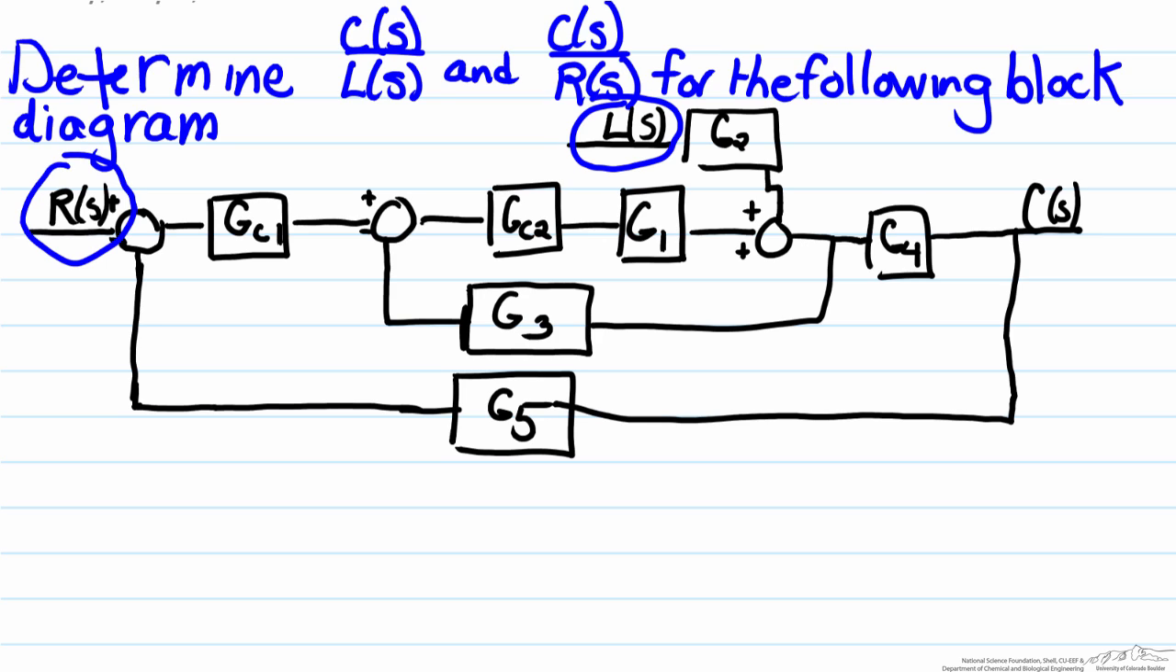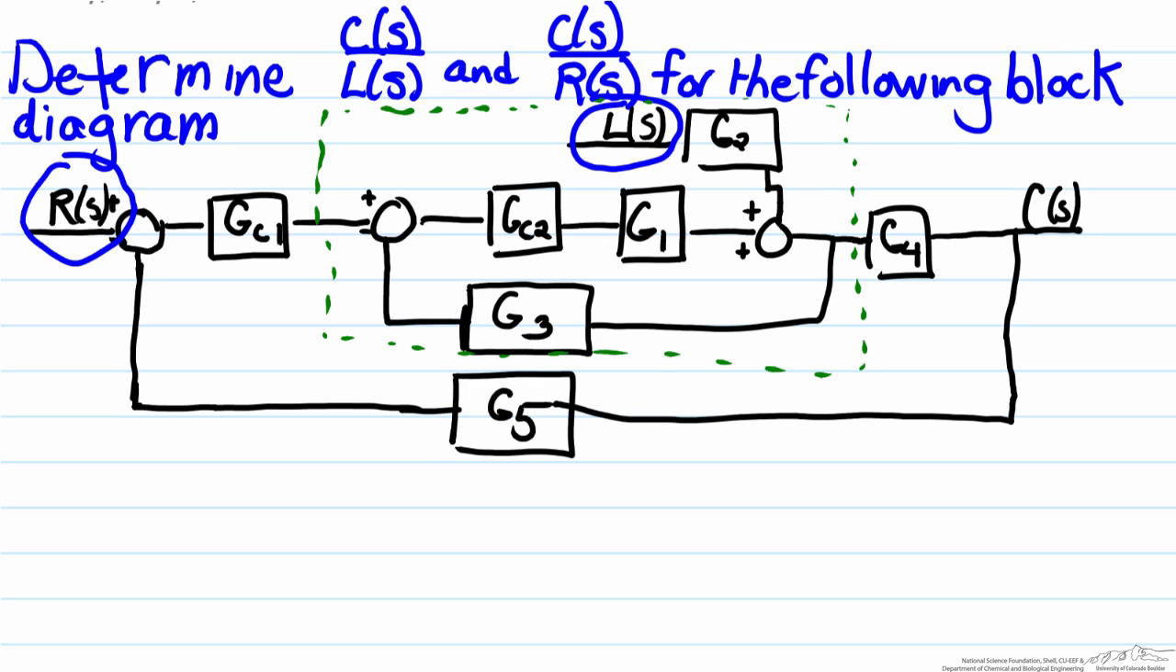When faced with a block diagram with multiple loops, the best strategy is to focus on your innermost loop first and then work yourself from the inside out. So in this case here, we're going to focus on the innermost loop, which is being currently boxed in.